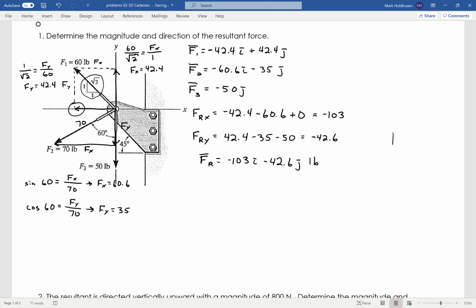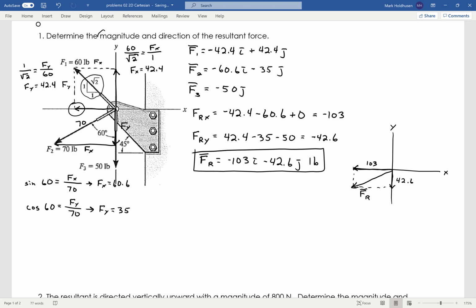So what am I looking at? Well, if I look at my xy axis like this, what that's saying is I've got an x component of 103, a y component of 42.6. So if I finish off my parallelogram, which here is a rectangle, my resultant force is actually in that direction like that. Okay, so that's the picture that I'm creating there. So this is one way to write the answer. This is the answer in Cartesian form.